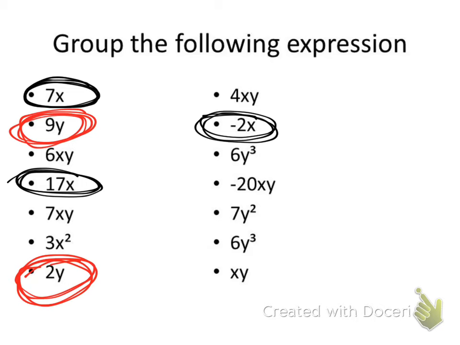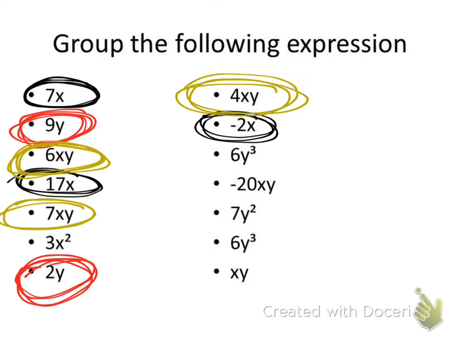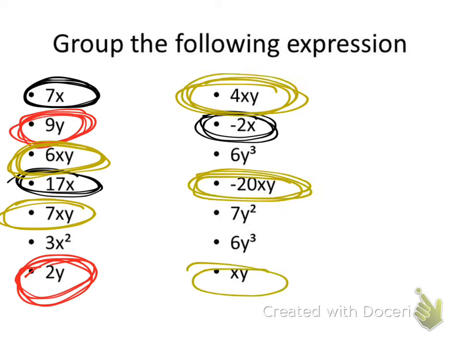Okay, let's see if we can match something with the xy's. So we have a 7xy. We have a 4xy. We have a 20xy. We have a 1xy. When there's no number, it's like having a 1. Good, so that was a pretty big group, right? Do you guys have any questions? Okay. Here's some x squareds.